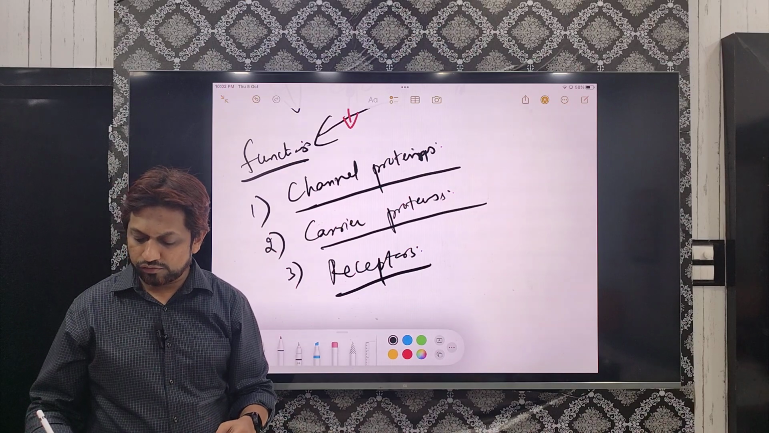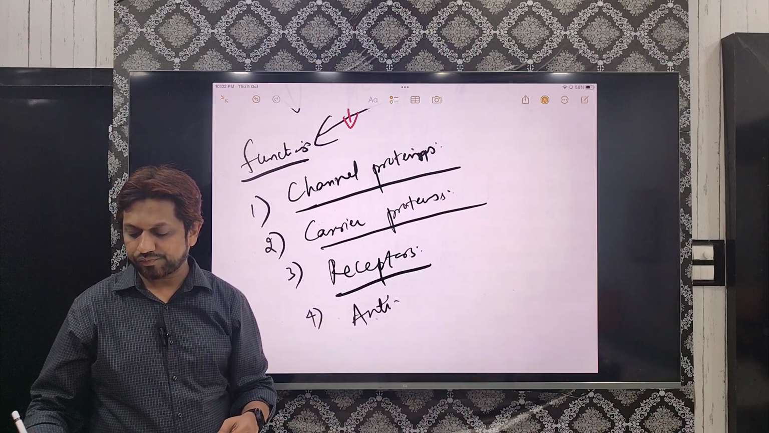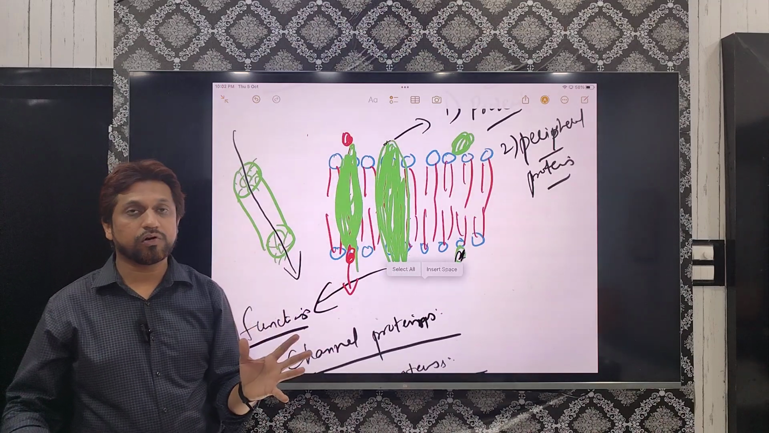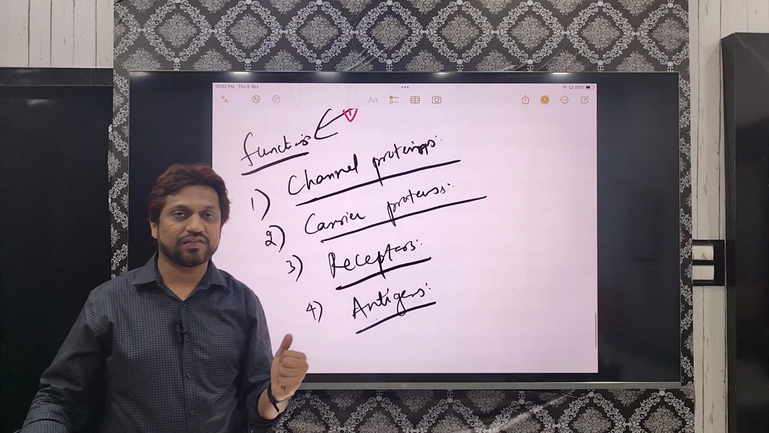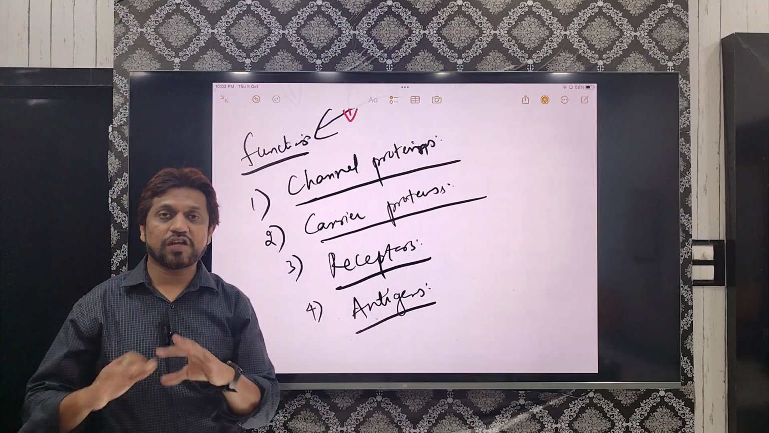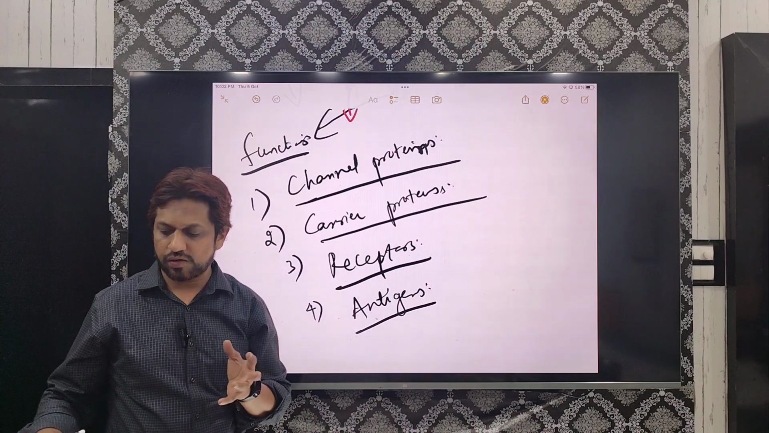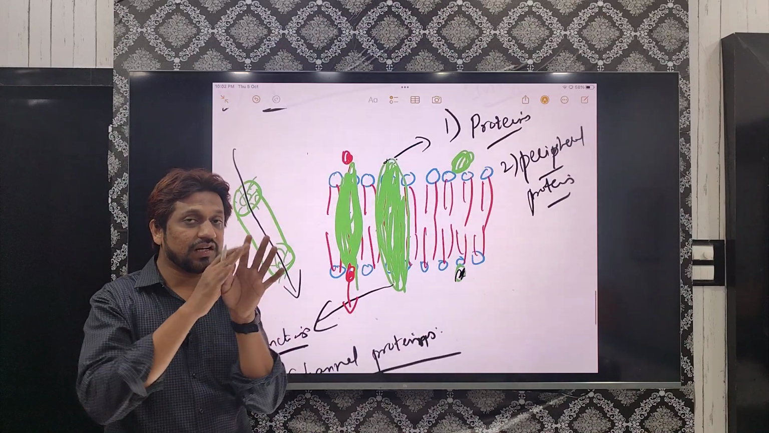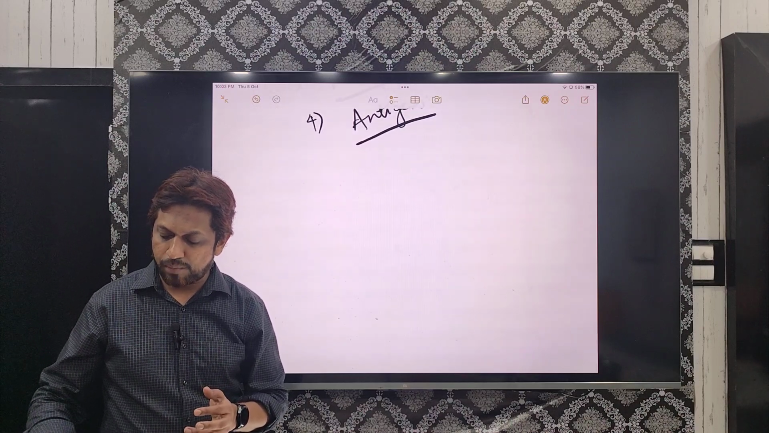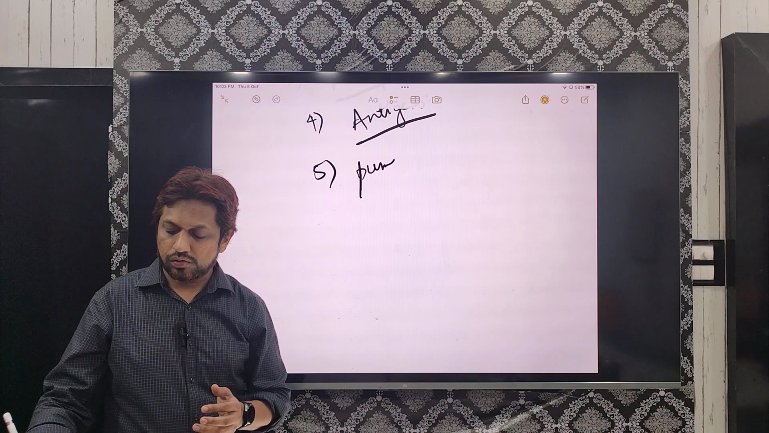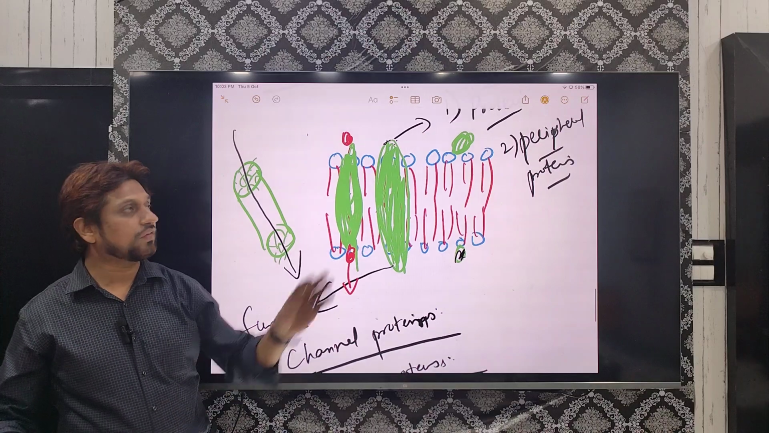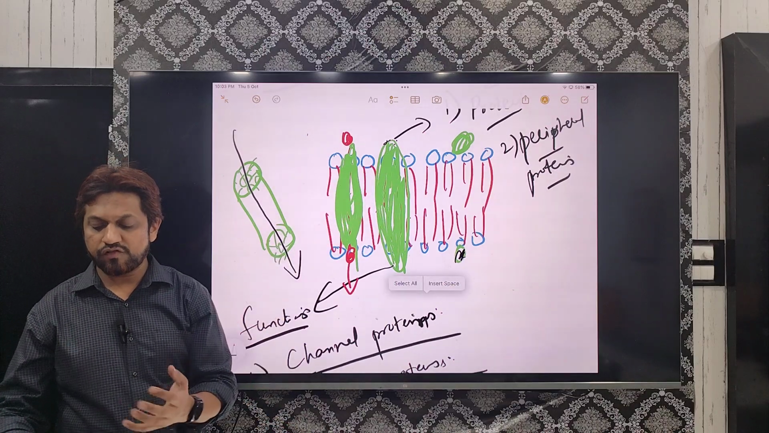Now it will also act as antigens. Sometimes it will combine with a carbohydrate moiety, then it will form a glycoprotein, and it will act as an antigen, like blood group antigens or the major histocompatibility complex, MHC, which are present here. The integral protein acts as antigens too. Then finally it will also act as pumps. Some sodium potassium ATPase pumps are present, so due to this, integral proteins will act as a pump. So these are the functions of the integral proteins.